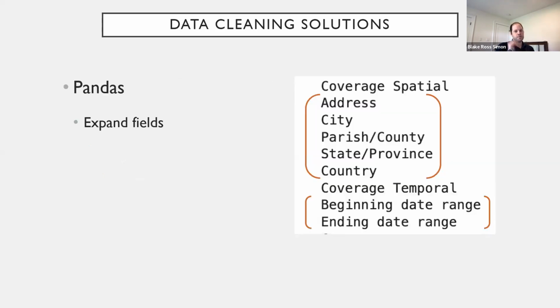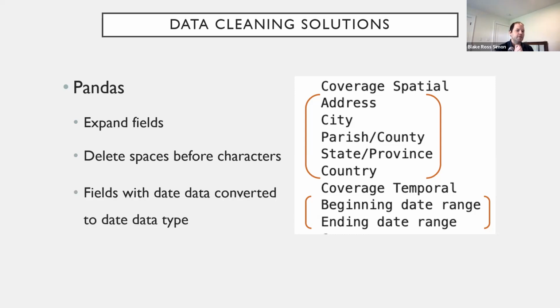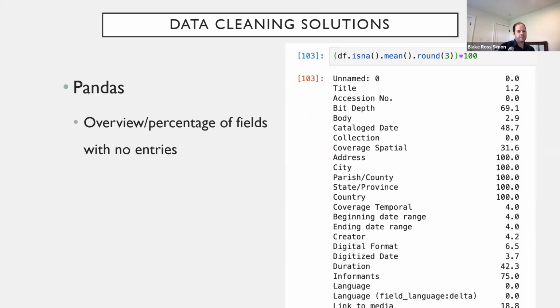So pandas was used to expand the coverage spatial field and the coverage temporal field into multiple columns. So separating all that data. The spaces before characters were deleted, and fields with date data were converted to the date data type. Pandas also offers the ability to give an overview of your data. There were a large number of missing entries in many of the fields, and using pandas, I wrote a script to generate the percentage of null values for each field just to get an overview of what was missing from the entire data set.